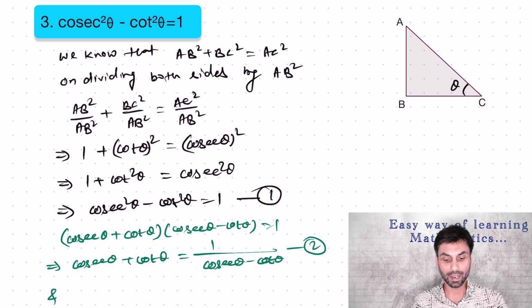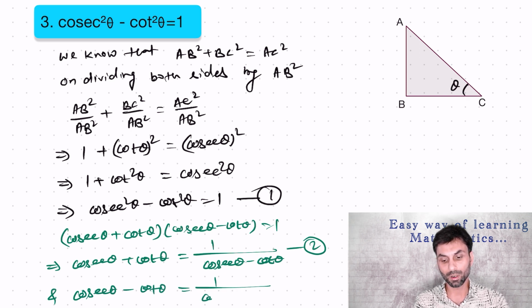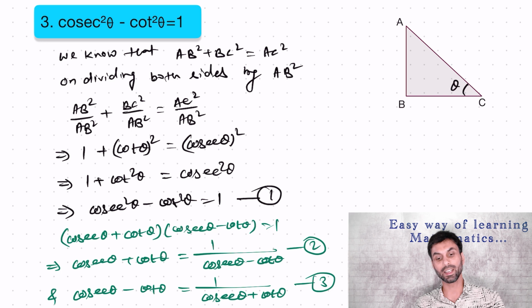And if we write cosec theta minus cot theta, that will be 1 upon cosec theta plus cot theta. So again, what we understand here is cosec theta plus cot theta and cosec theta minus cot theta are reciprocal of one another. So if we know the value of cosec theta plus cot theta, then we can find out what will be cosec theta minus cot theta and vice versa.